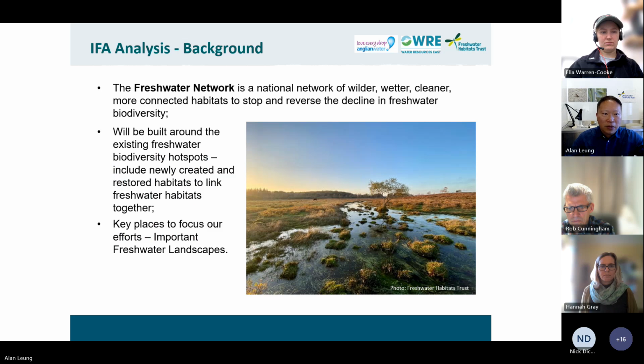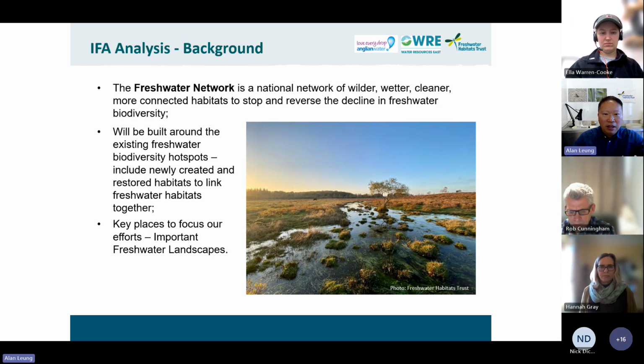So if we can connect freshwater habitats, make them wider, wetter, and also cleaner, that would be a way to stop and reverse the decline of freshwater biodiversity. And we think creating a freshwater network can help to protect our precious resources. So obviously we need to find out where to put those networks, how to link the habitats together. And we believe that building the network around existing freshwater biodiversity hotspots or restoring some of the degraded habitats can help.